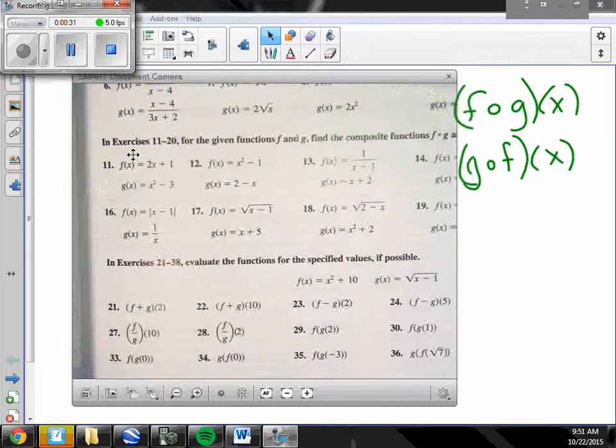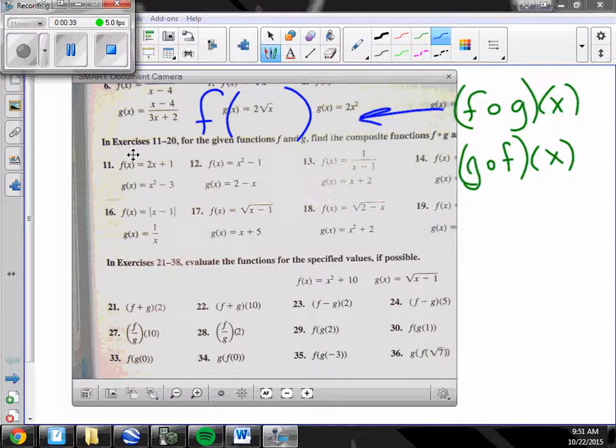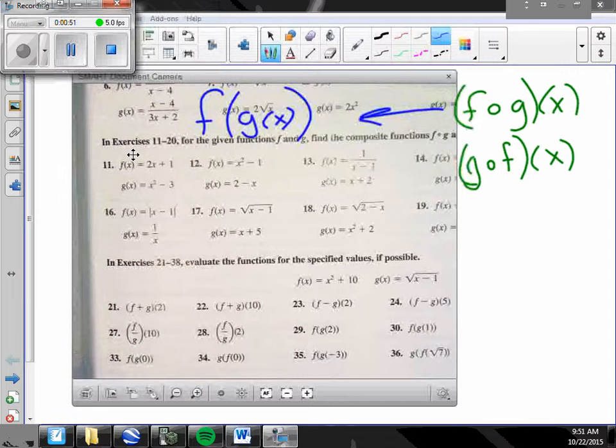Now, there's another way to write this which makes a little bit more sense, and it says you take the function f, and the function f is usually written f of x, right? But instead of x, it's f of g of x, which means you take all of g and you stick it into the f function wherever you see an x. So you always plug the second function into the first.